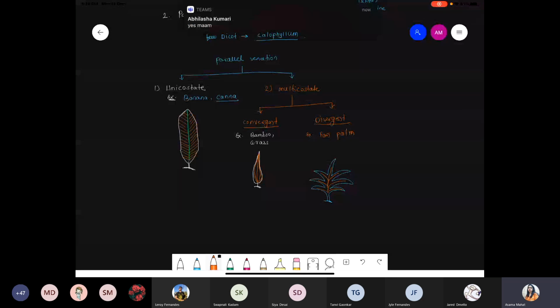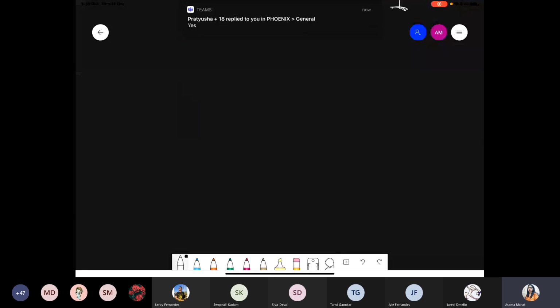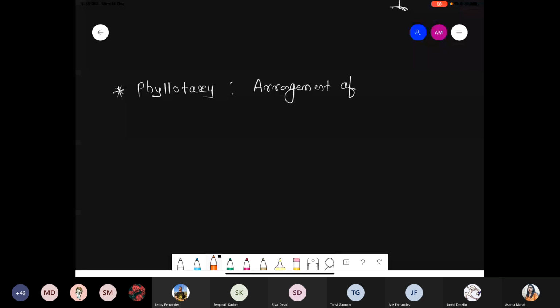Okay, so these are the types of venation. Next point we are talking about phyllotaxy. You have to remember the simple terminology, okay? Next concept, phyllotaxy. In case of phyllotaxy, simple meaning, arrangement of leaf on stem or branches. Such a condition is simply called phyllotaxy.